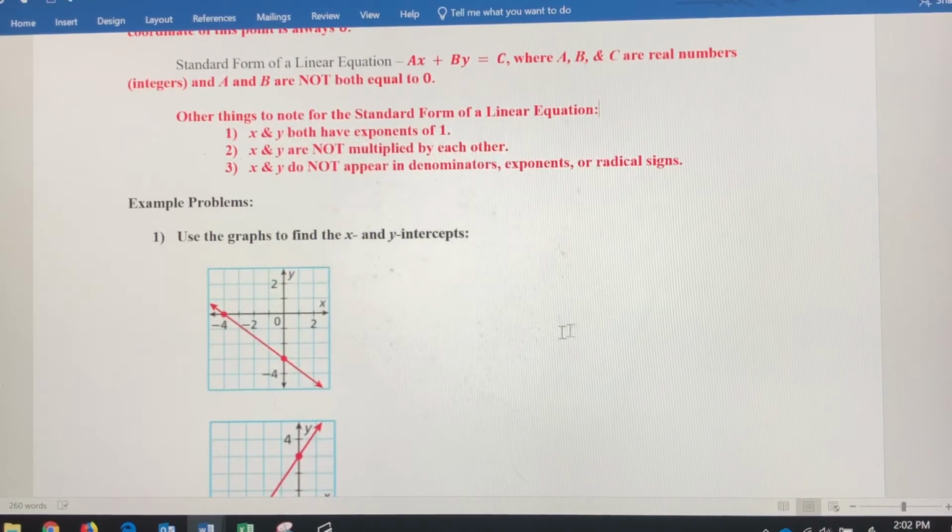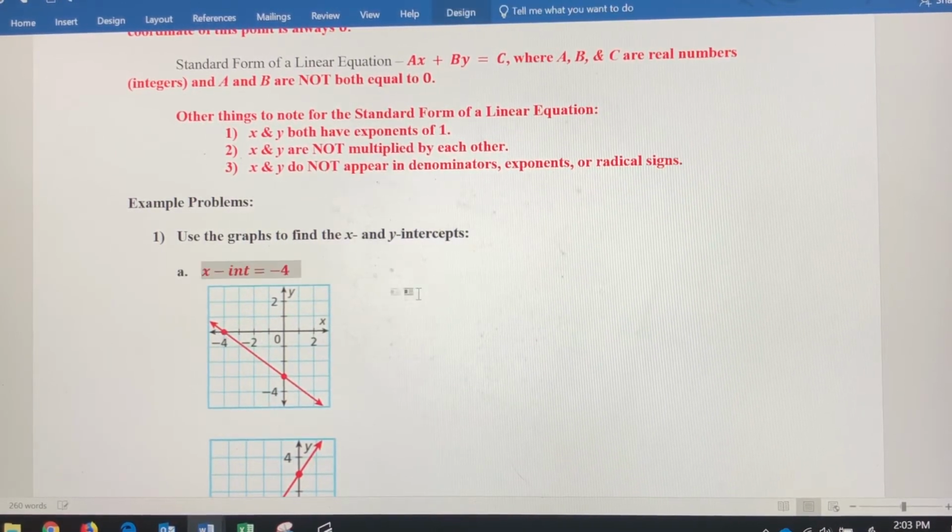All right, so first thing we want to do here is use the graphs to find the x and y intercepts. Let's look at this graph first. You can see it's a linear equation because the graph is a line. First, we want to find the x-intercept. Where does this graph cross the x-axis? It looks like it's right here, and that value is -4. We're 4 units, 1, 2, 3, 4, to the left of the origin. So my x-intercept is -4.